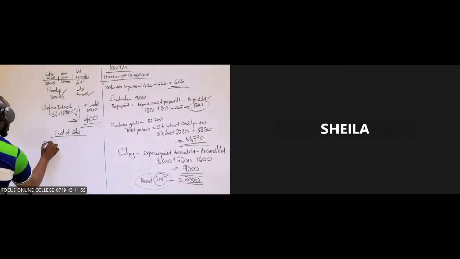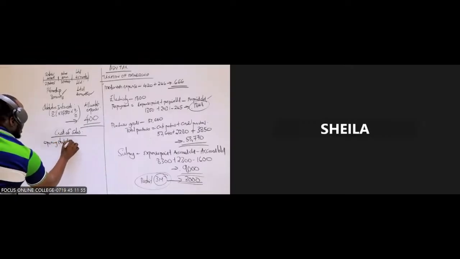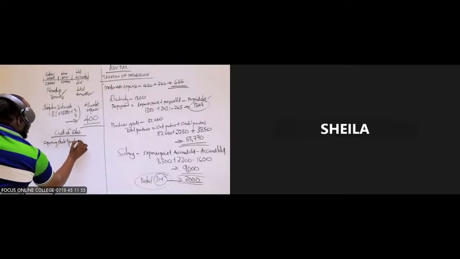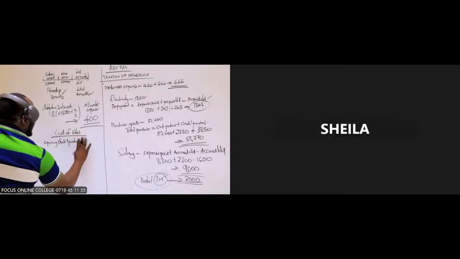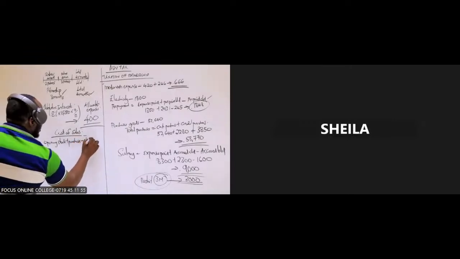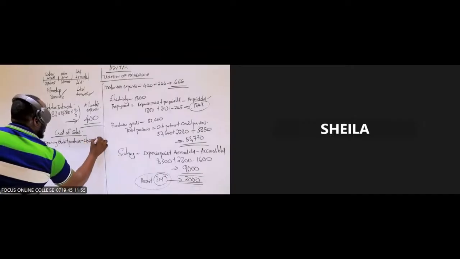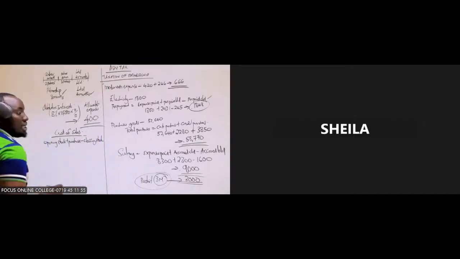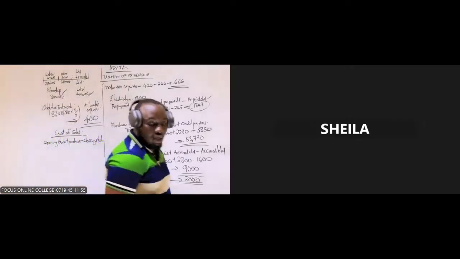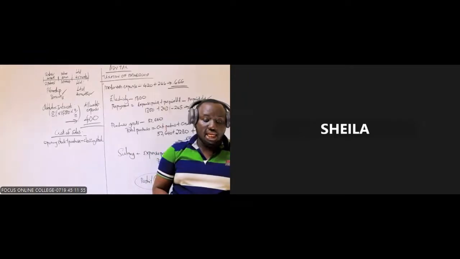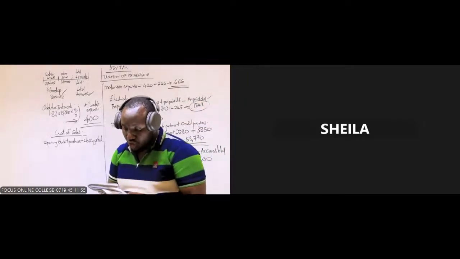We'll have the opening stock, plus purchases, minus the closing stock. Do you have the opening and closing stock? Yes. So we can get what we call the cost of goods sold.